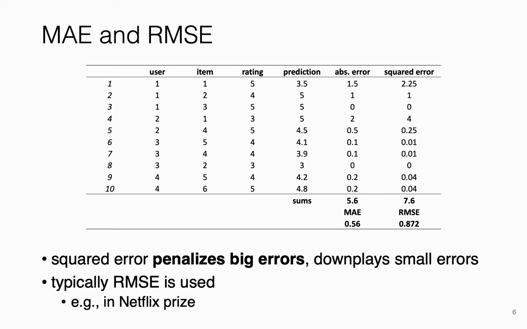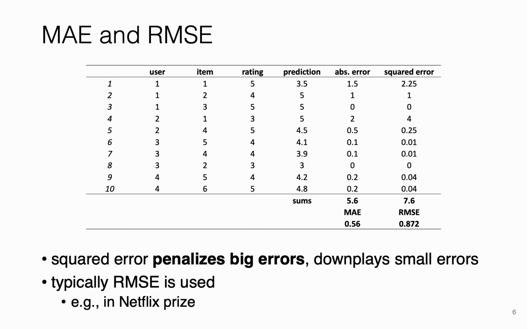It is interesting to see the effects of using the squared error instead of the absolute error. What we see is that when the absolute error is big, like in ratings 1 and 4, the squared error has a bigger value, penalizing big errors. In contrast, when the absolute error is small, say 0.1, the squared error is even smaller, 0.01, meaning that it tolerates small errors.